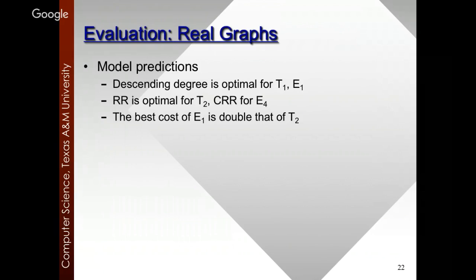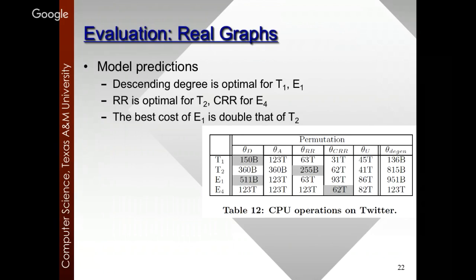And finally, we have our experiments on a real graph, which is the Twitter graph used in prior studies, which follows our prediction using the model, saying that the descending degree is optimal for T1 and E1, which is highlighted in gray here. When we compare horizontally, this is a small number for this algorithm. And round robin is optimal for T2, highlighted in gray here, and the best cost of E1 is double that of T2, as we can compute here, 255 times 2, roughly 510.